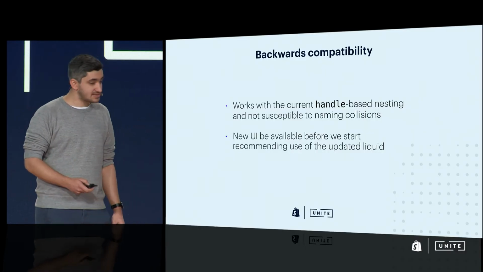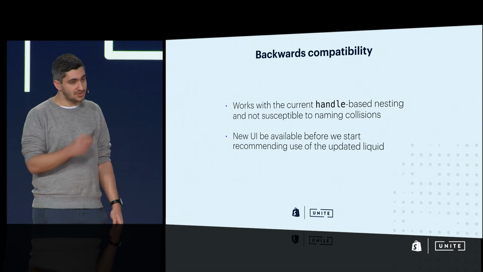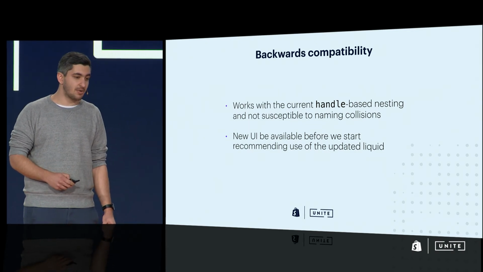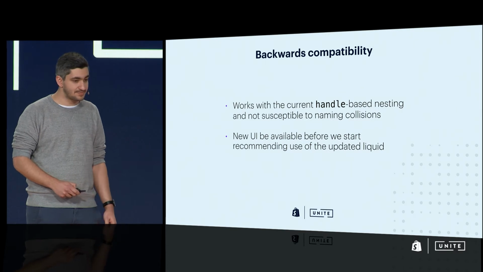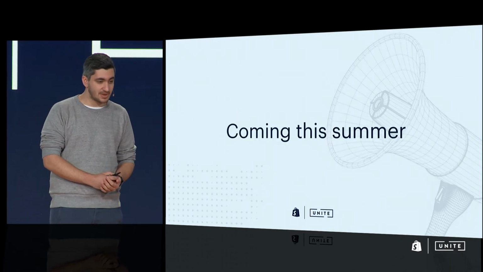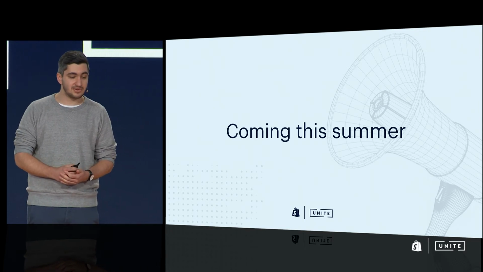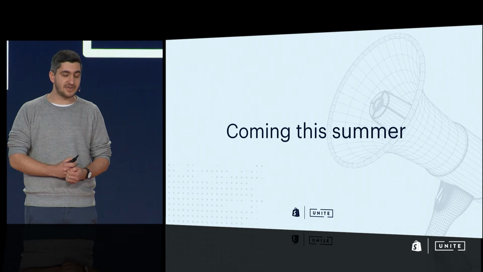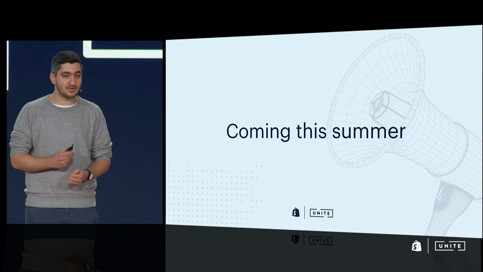The good news is the new interface is backwards compatible with the current markup I showed you a bit earlier, and will be available to merchants before we start requiring themes to use the updated Liquid. Nested navigation will also be available this summer, but in the coming weeks, we will be making a beta available to partners to try on development shops. We want you to try out the updated interface and markup on your themes, and look forward to your feedback.